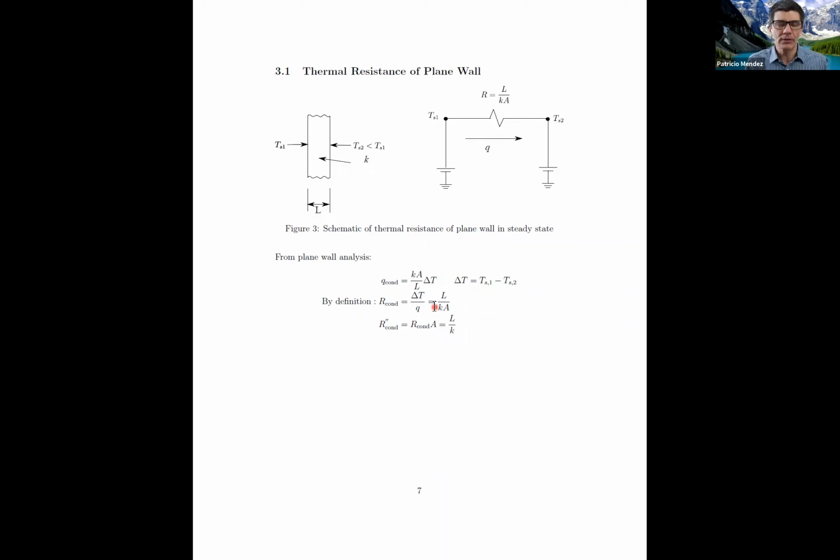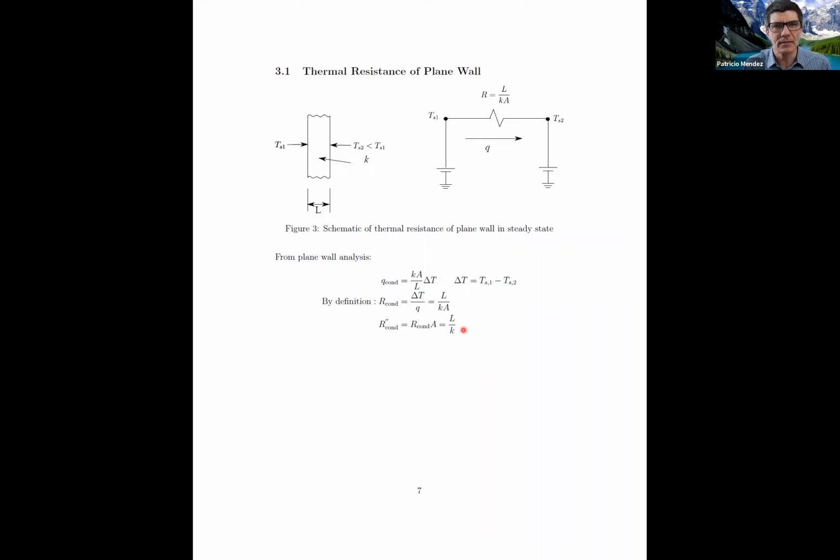In addition, we looked at the concept of resistance per unit area, which is a terrible notation because in reality, resistance per unit area is resistance times unit area. But it's a very useful concept. And if we apply it to the concept of a plane wall, we see that this resistance per unit area is thickness divided by thermal conductivity.